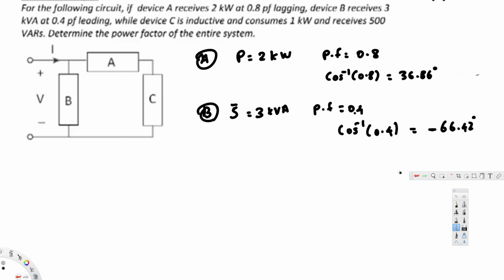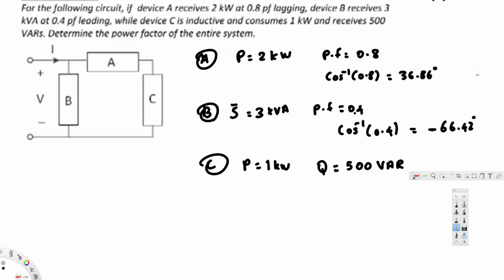Okay, and let's look at the given information for C. For C, they have given inductive and consumes 1 kilowatts, so it's going to be P. P is equal to 1 kilowatts and receives 500 VARs. So when they give VARs, that's going to be Q. Q is equal to 500 VAR.